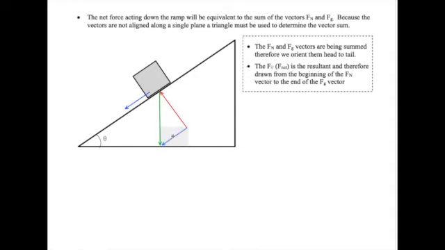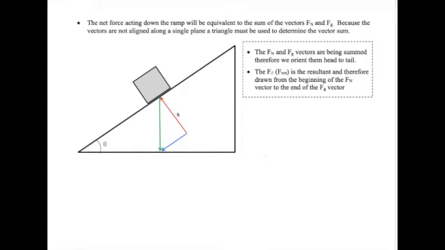So what I can do is redraw this as a vector triangle. When I redraw those, I have my force normal acting over here. The one in blue will be my force net. And then the one in green will be, of course, my force of gravity.